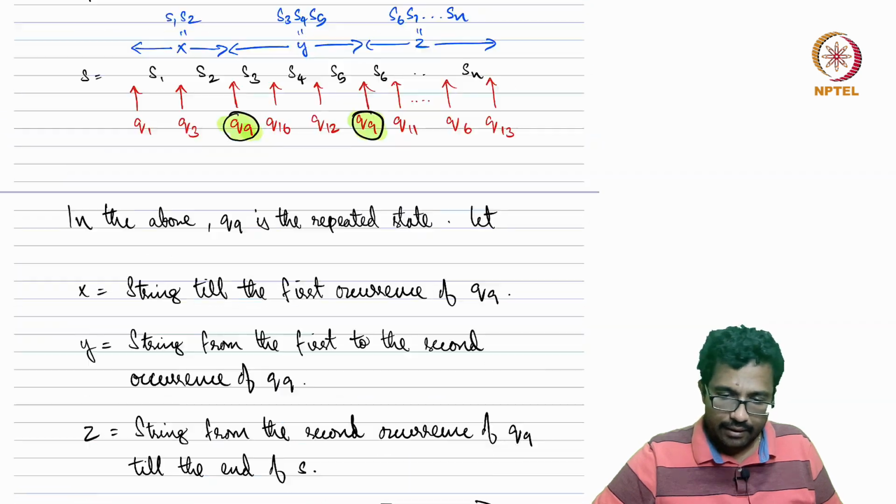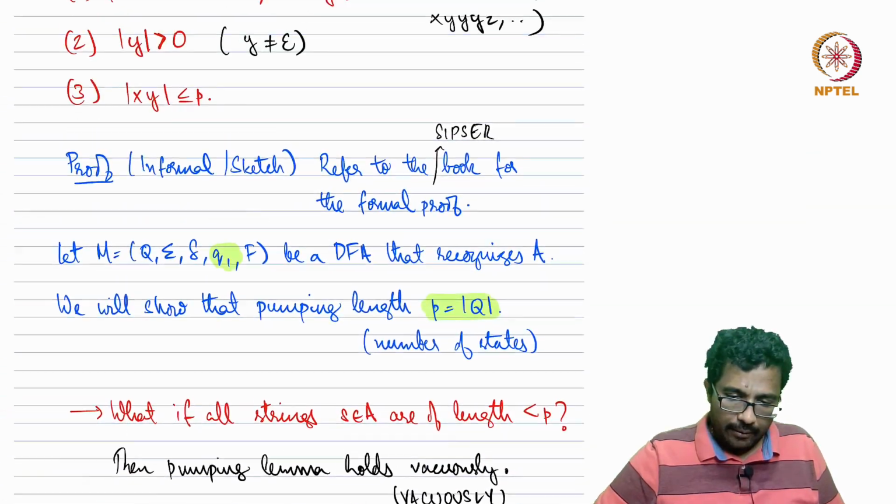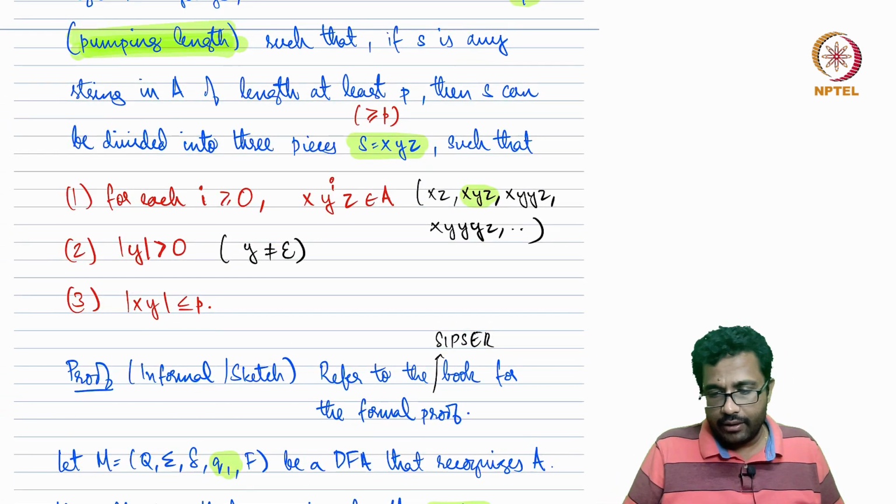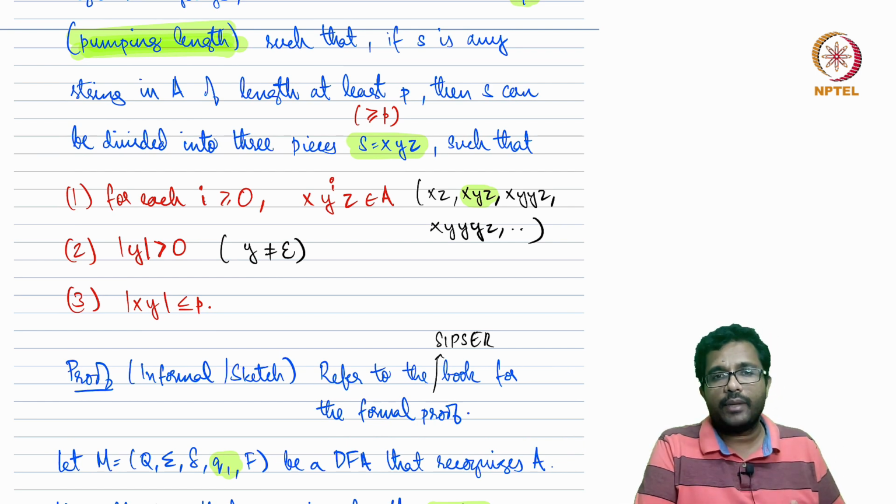So the first condition is that xy to the power i z is in A, the second is that y is non-empty, and the third is that the length of xy is at most p. These 3 conditions together form the pumping lemma.